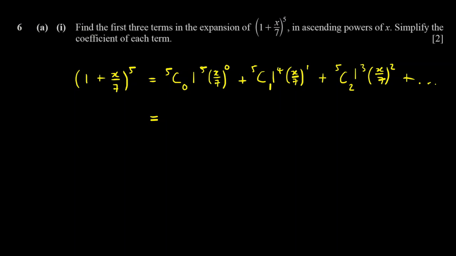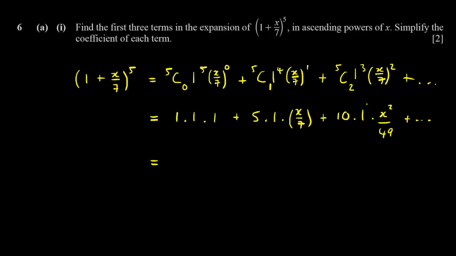So we've got 5c0, which is 1. 1 to the power of 5 is 1. And x upon 7 to the power of 0 is 1, because anything to the power of 0 is 1. Then we've got 5c1, which is 5, times 1 to the power of 4, which is 1, times x upon 7 to the power of 1, which is just x upon 7. Then 5c2 is 10, times 1 to the power of 3, which is 1, and then times x upon 7 squared, which is x squared upon 49. And of course, we've got other terms, but we're not interested in them.